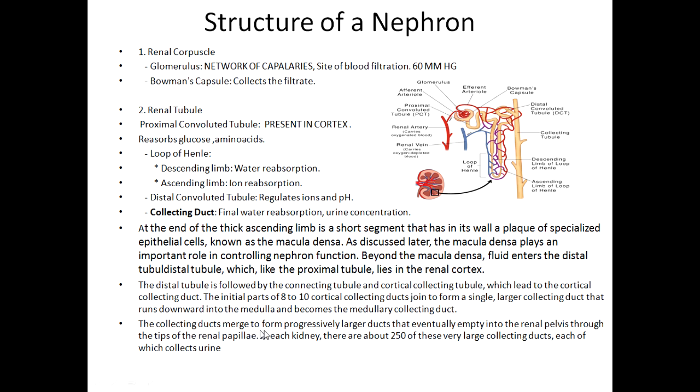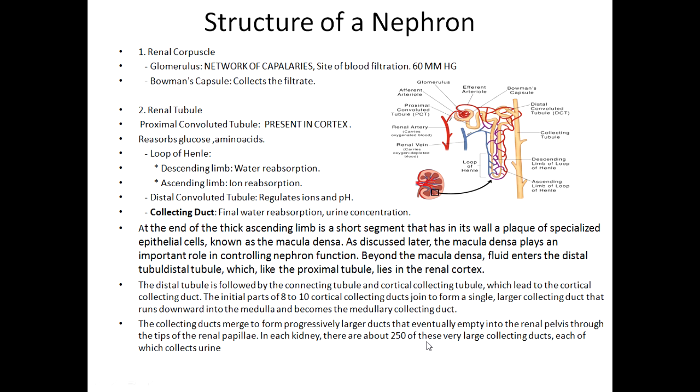The collecting ducts merge to form progressively larger ducts that eventually empty into the renal pelvis through the tips of the renal papillae. So what happens again? All these collecting ducts from different nephrons merge to form progressively larger ducts and eventually empty into the renal pelvis. This is the renal pelvis, through the tips of the renal papillae.